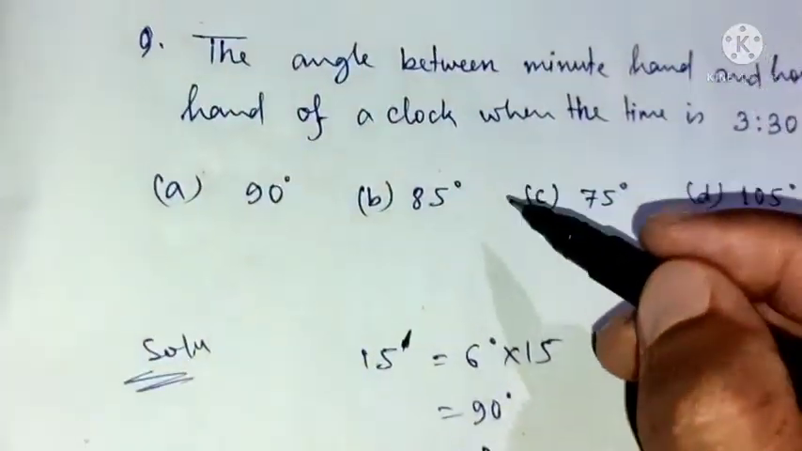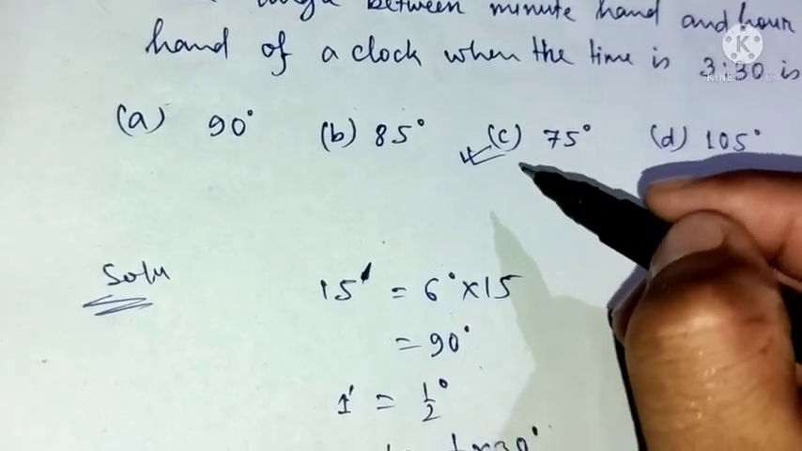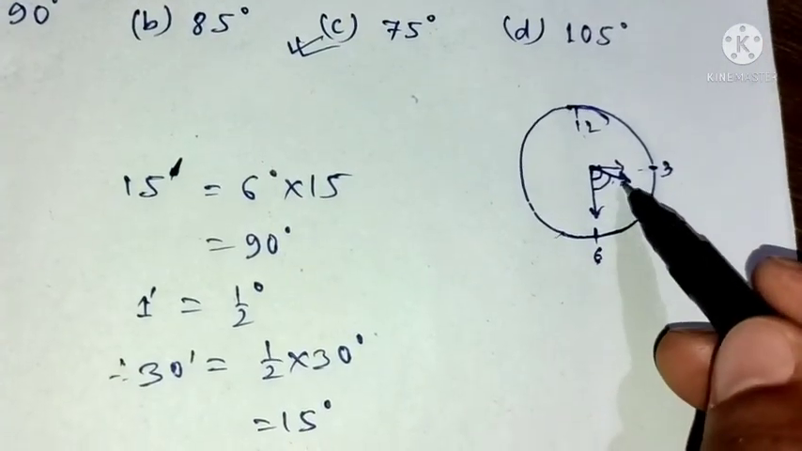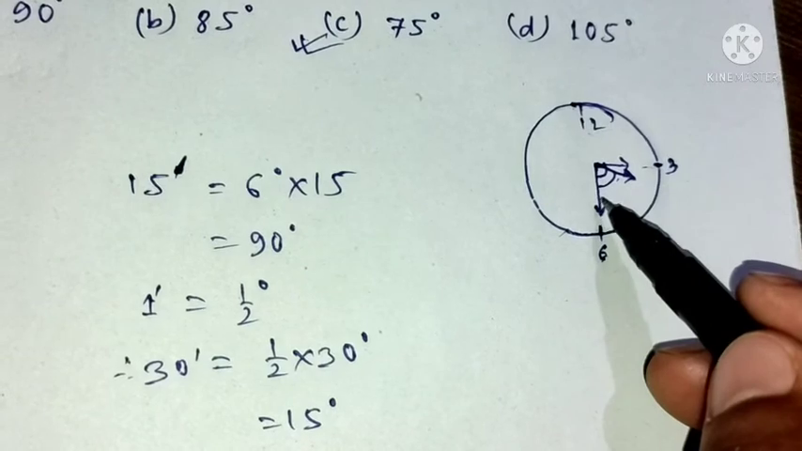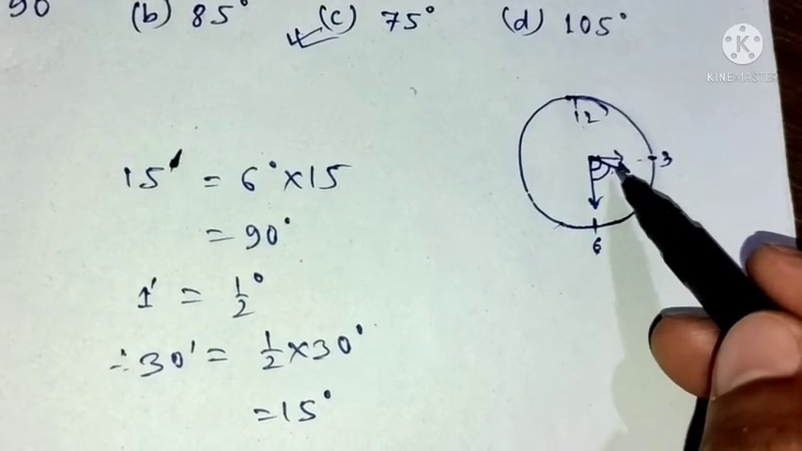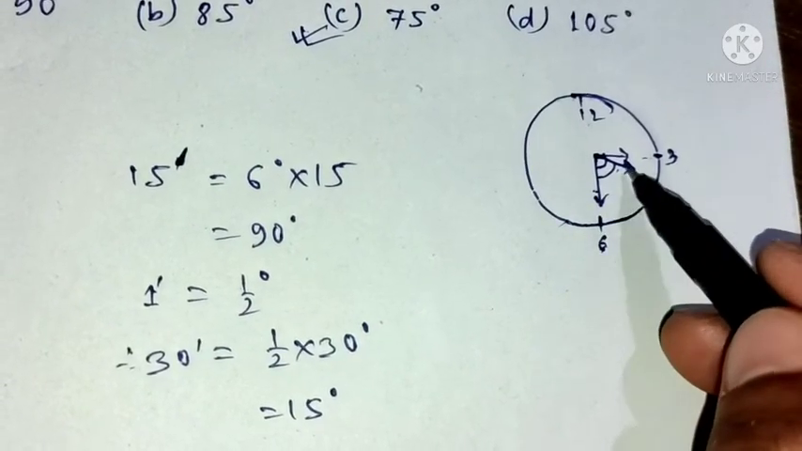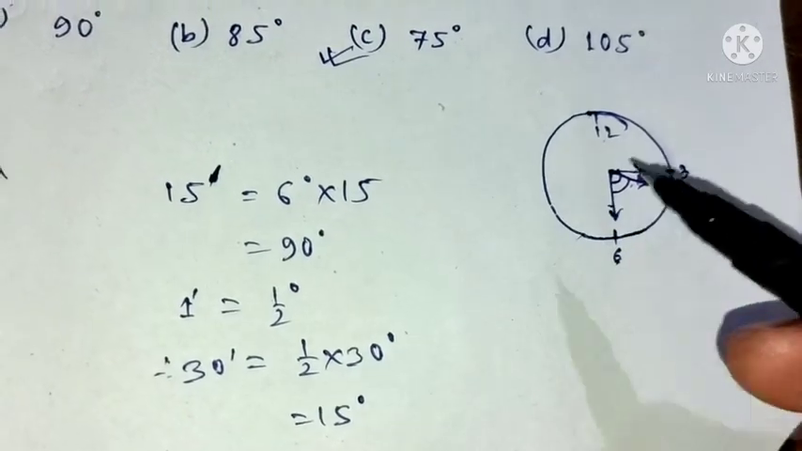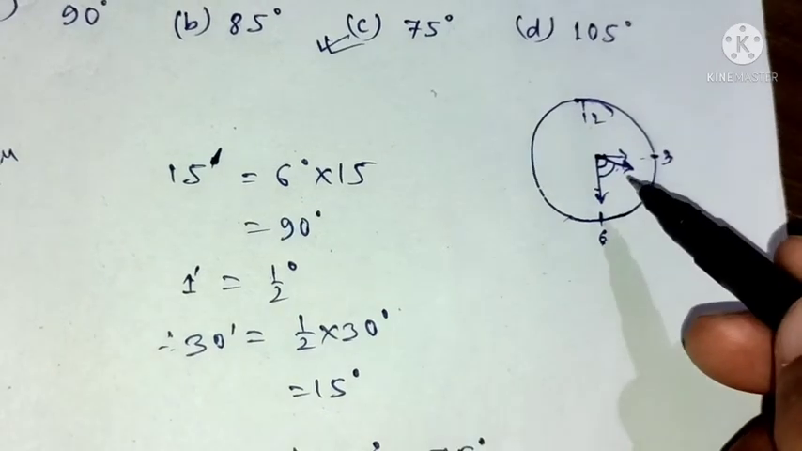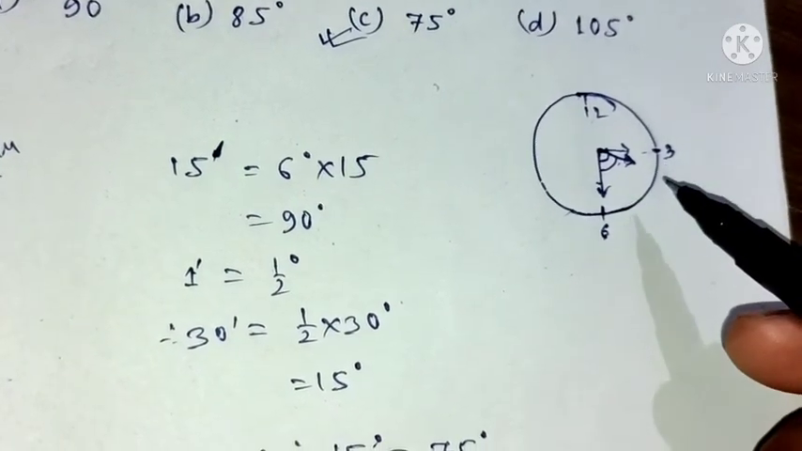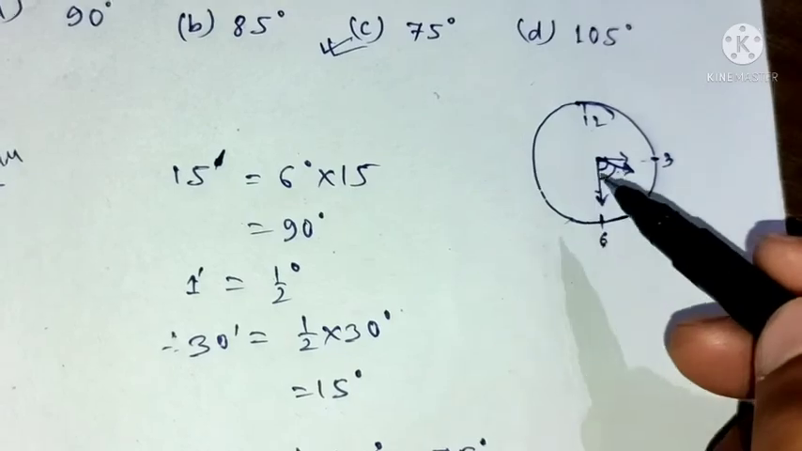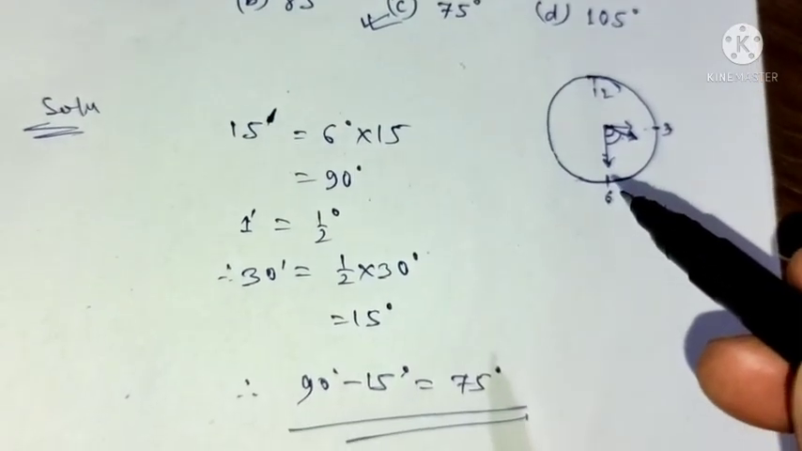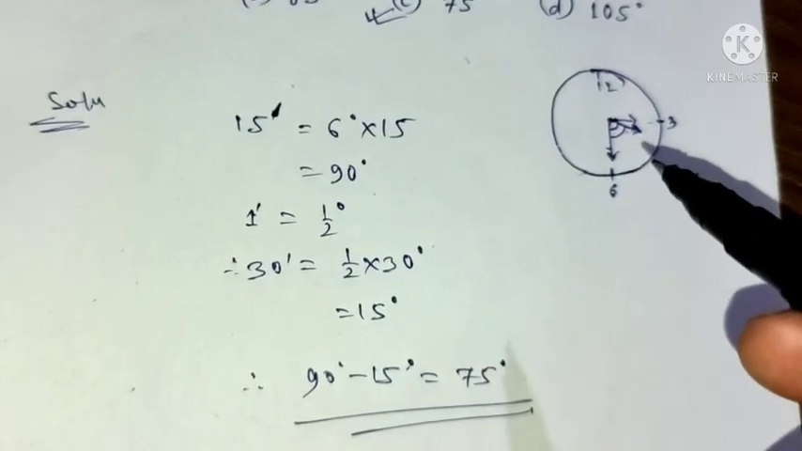You can see the option here: C is the correct option. So why do we need to subtract here? Because the hour hand has come closer to the minute hand. In the case when the minute hand is before the hour hand, we have to subtract. If the hour hand is before the minute hand, then we need to add. Remember these concepts, then you can solve any problems related to the angle between the minute hand and the hour hand of a clock.